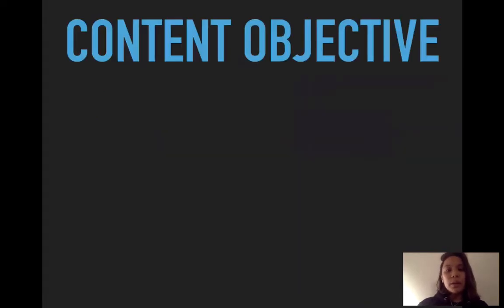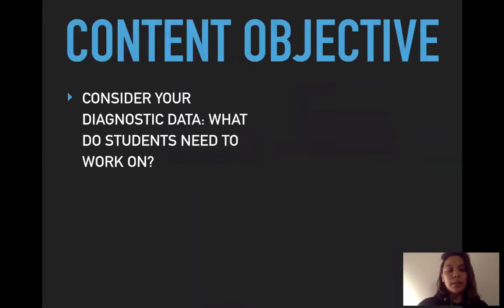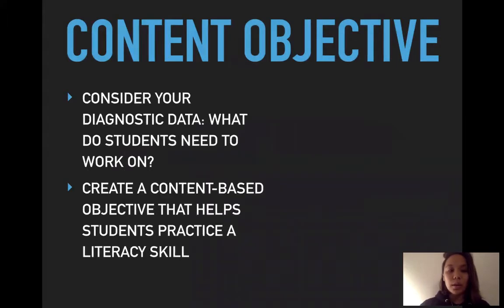So let's start with your content objective. Consider your diagnostic data. So if you remember, you gave them a literacy assessment. And so based off of that, what do you know that your students need to work on? Create a content-based objective that helps students practice a literacy skill that came up in that diagnostic.